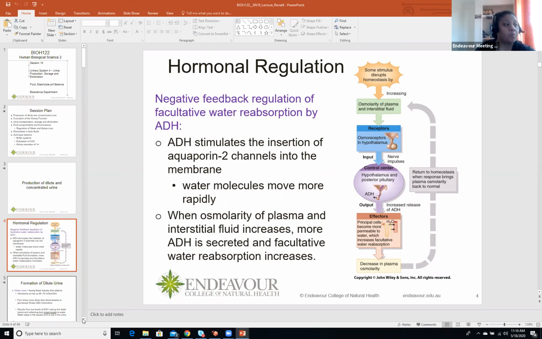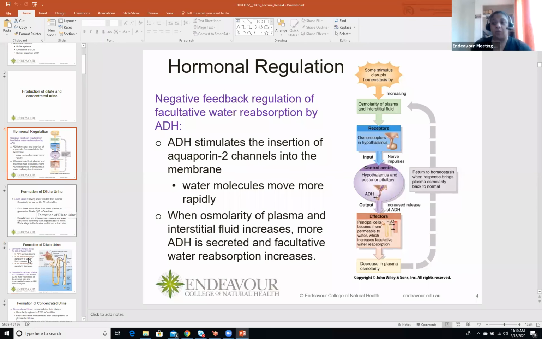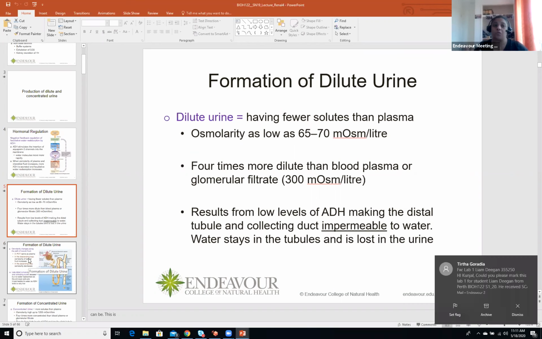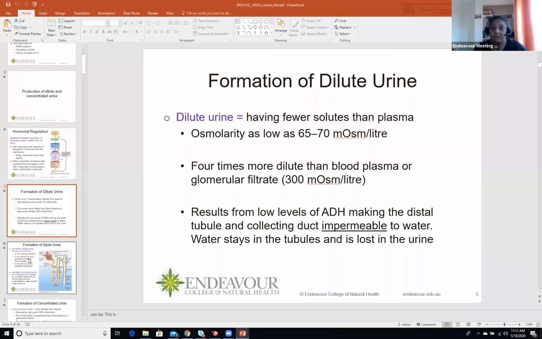Okay, so when we talk about diluted or concentrated urine, basically what is a diluted urine? A diluted urine means its osmolarity, that is the composition of salt or solutes in this urine, is very low compared to that in the blood plasma. If we look at the blood plasma, the amount of salts present in the plasma is about 300 milliosmoles per liter. So that is the concentration of all the different types of salts.